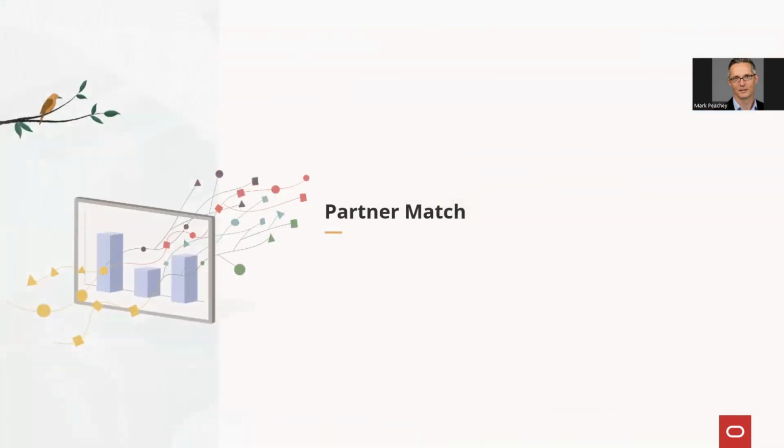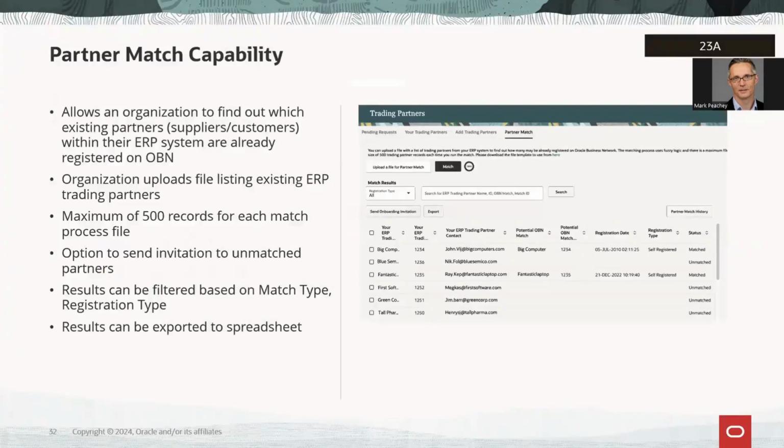Okay, a couple of last features which were important. So we introduced in the 23A release the partner match feature. So this allows a trading partner to take a list of the trading partners from their own backend system and basically upload it into the application in order for OBN to run a check and see which of those we think are on the platform. So it does this using a fuzzy match on the names that are provided. There's a template that you use to upload the details, and then you get back the results.